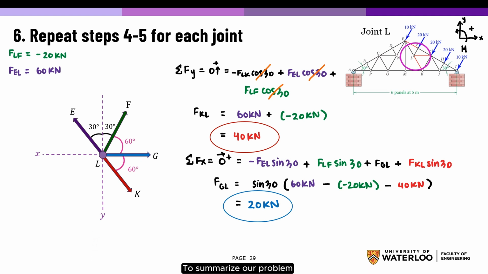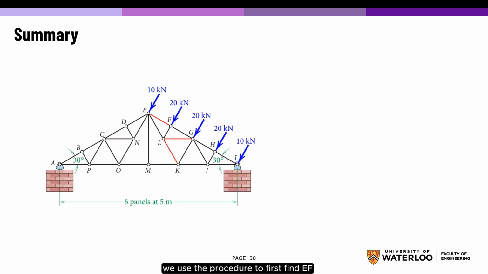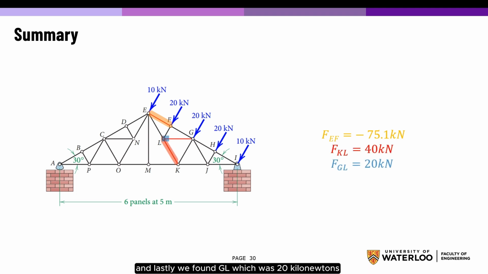To summarize our problem, we used the procedure to first find EF, which gave us negative 75.1 kilonewtons. Then we found KL, which was 40 kilonewtons. And lastly, we found GL, which was 20 kilonewtons.